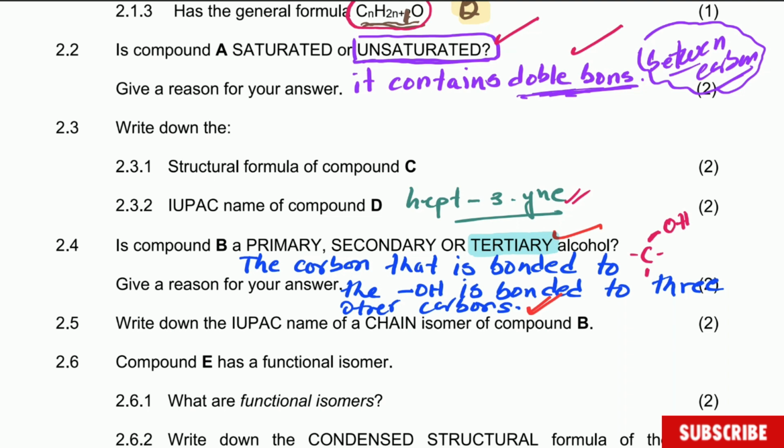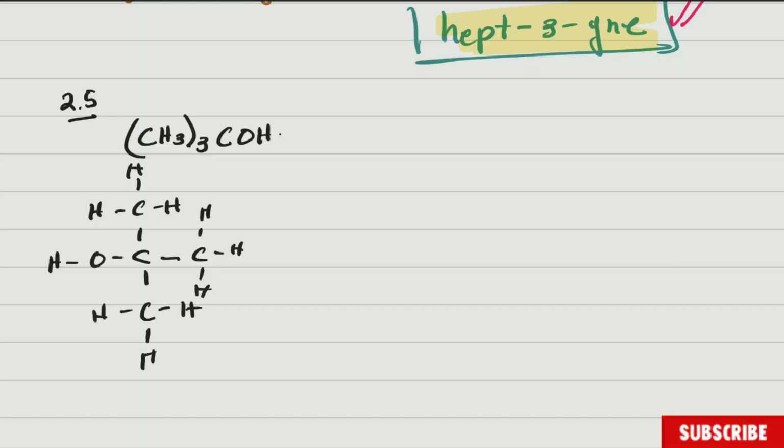Question 2.5. Write down the IUPAC name of the chain isomer of compound B. Okay, now for this question, this is the compound. This is not what they want. This is the compound. Remember, we just did the structural formula to get better clarity of the compound. What is the name of this compound, by the way? This one is quite simple. We have the longest carbon chain like this one here, and it's an alcohol, so it will end in ol.